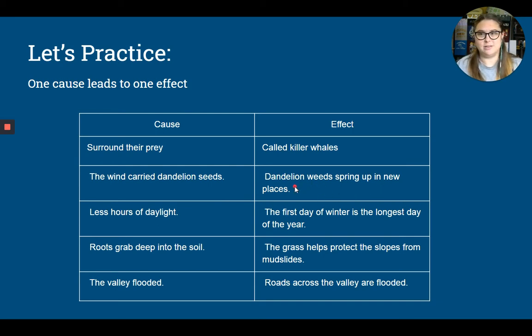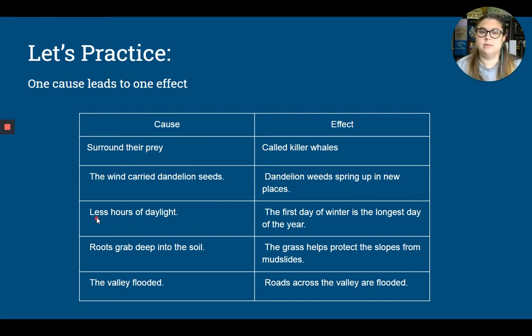Now, why is this the cause and effect? Well, when I think about it, the wind has to happen first. The dandelion seeds aren't going to get up and walk away. So the wind has to happen first because it has to carry those seeds. The dandelion weeds are not going to grow in new places if the wind doesn't carry them to new places. So that's why I put the wind underneath the cause section. Remember that in time, the wind happens first, the new weeds happen second. Cause first, effect second. All right, how about our third sentence?